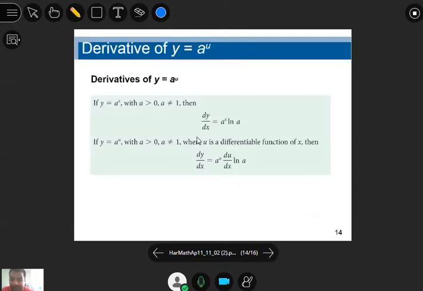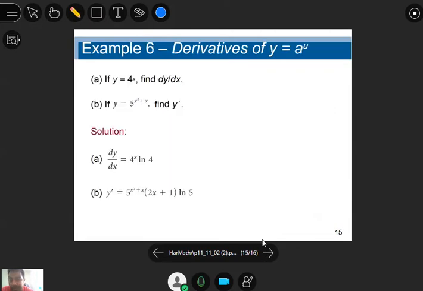Already they have given the derivative of such a function. If y is equal to a to the power x, then dy over dx is equal to a to the power x ln a. This is the formula for such a derivative. And secondly, if y is equal to a to the power u, this is the derivative of that kind of function. By looking at these, let's try to solve two problems.